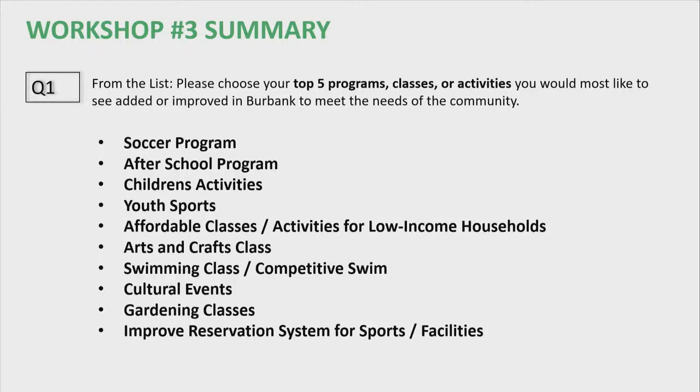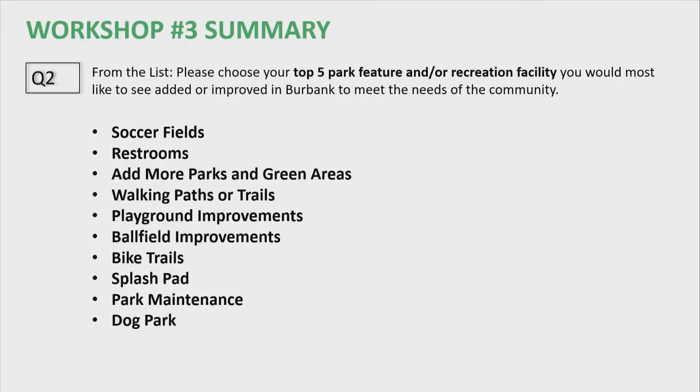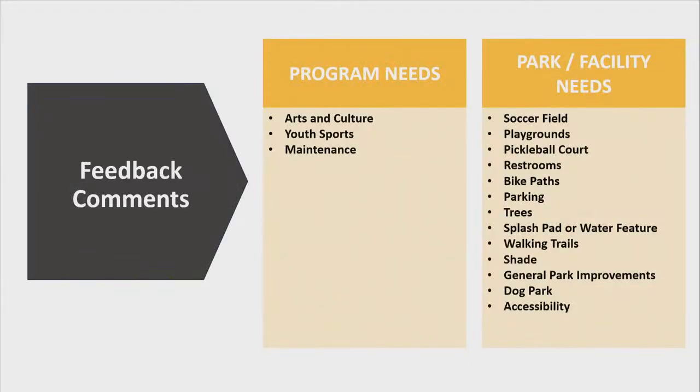Those top elements that were listed by the community were soccer programs, after-school programs, children's activities, youth sports, affordable classes, arts and crafts classes, swimming classes, cultural events, gardening classes, and improved reservation systems for sports and facilities. In terms of the top 5 recreation features or recreation facility improvements, we heard elements such as soccer fields, restrooms, more parks and green areas, walking paths and trails, playground improvements, ball field improvements, bikes, trails, splash pad, park maintenance, and a dog park. Now, those common threads come up over and over and over.